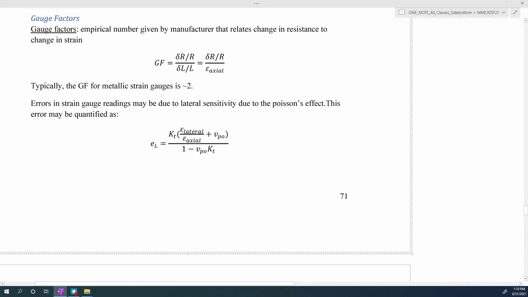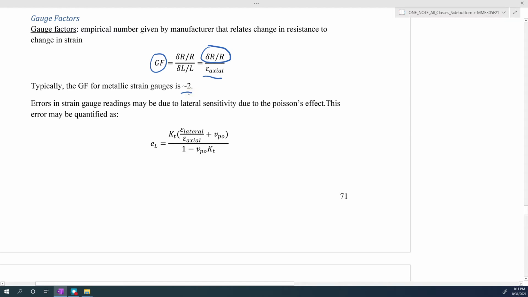So in this video, we're going to talk about what a gauge factor is, specifically for a strain gauge. All a gauge factor is, is a number given by the manufacturer that relates the change in resistance to the change in strain. So we can basically say the gauge factor is the ratio of the change in resistance that we're measuring on a strain gauge relative to the axial strain. For metallic strain gauges, the typical value for a gauge factor is about 2.